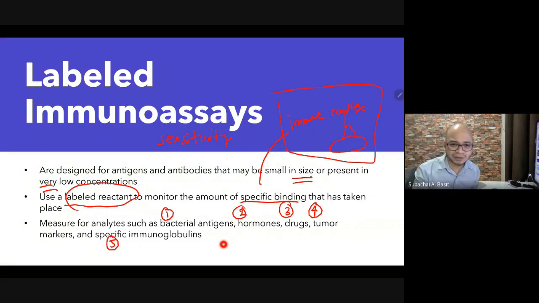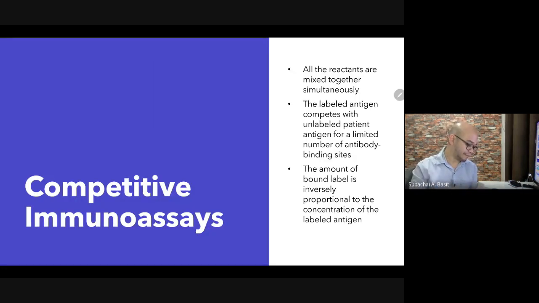By the way, you might get confused. How about hormones and drugs? In the context of labeled immunoassays, we will be treating hormones and drugs as antigen. So these hormones, drugs, and even tumor markers will be treated as antigens in the context of labeled immunoassay. There are actually two types of immunoassays. We can possibly use the competitive immunoassays, and the other one is the non-competitive immunoassays.